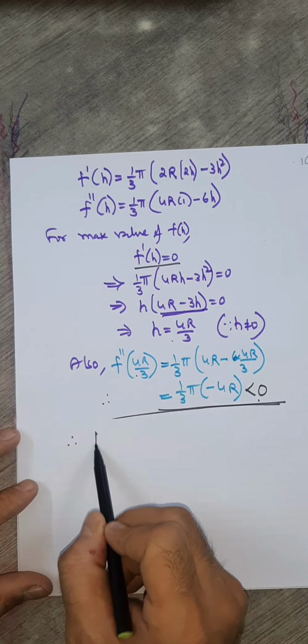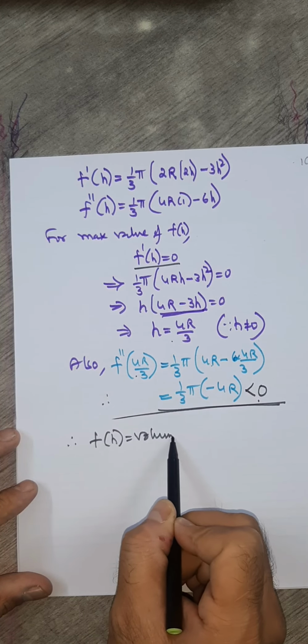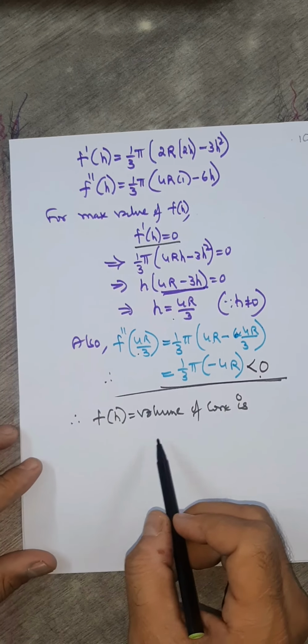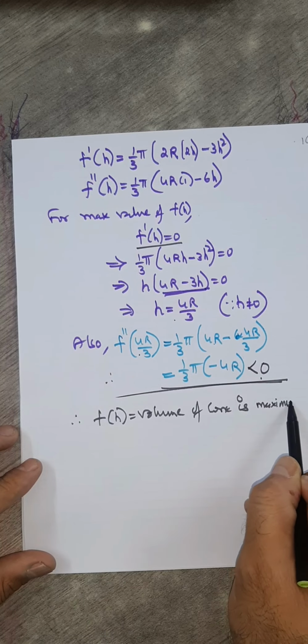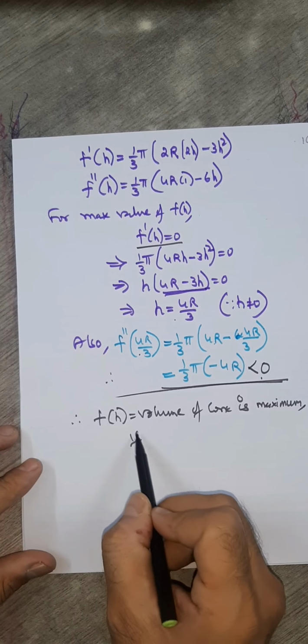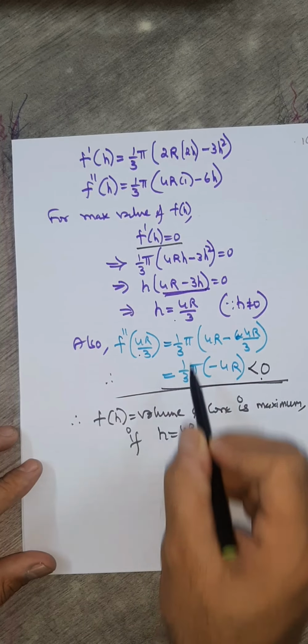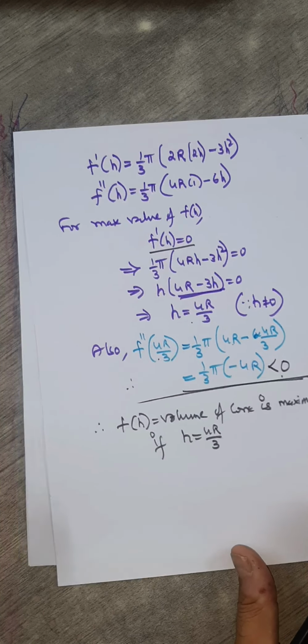Therefore f of h equals the volume of the cone. Negative means it is maximum, or the largest, right? If h equals 4r by 3, that was the important conclusion. Okay, now we'll come to that point. We relate that. What will we relate? The maximum volume of the cone.